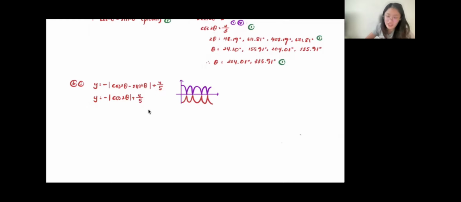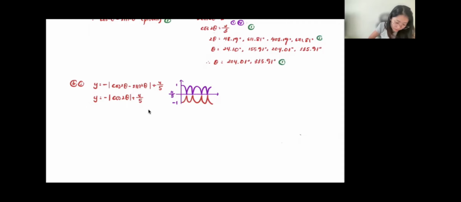You have to draw the red color one now. Not yet. Originally, you have 1, 0, -1. Amplitude is 1, right? Now, you have plus 4 over 5, meaning the whole graph, you have to shift up 4 over 5. So this one, the purple color, don't look at it anymore. Now you look at the red color one. From 0, go up 4 over 5. So here, you label 4 over 5.